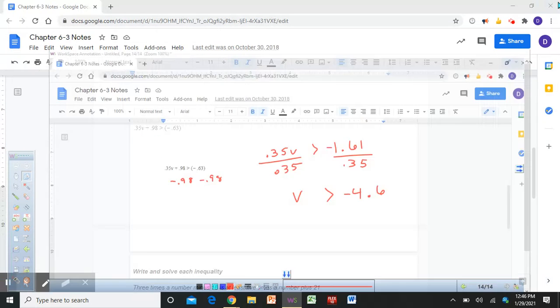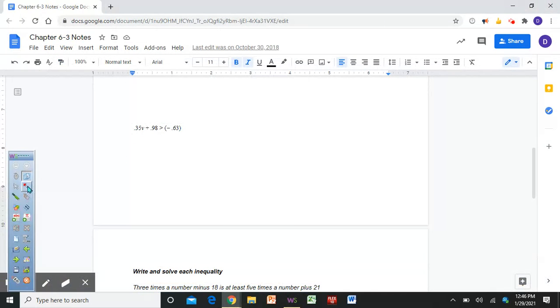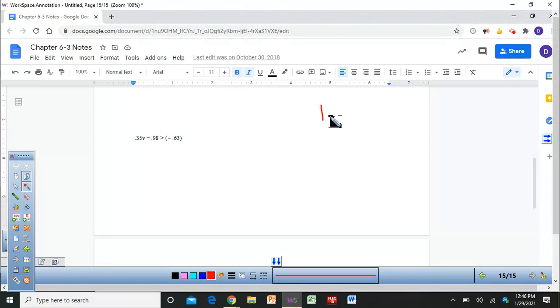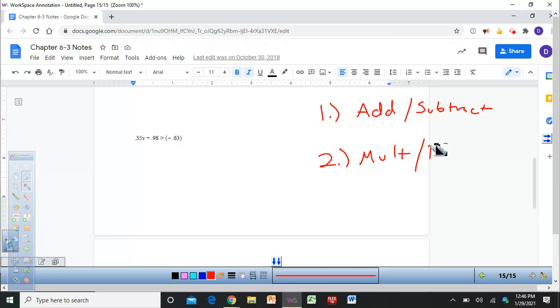So the biggest thing that you guys need to know when you're doing multi-step equations is, 1, you got to get rid of your adding and subtracting. 2, then you can get rid of your multiplication and your division. So hopefully that's making sense.